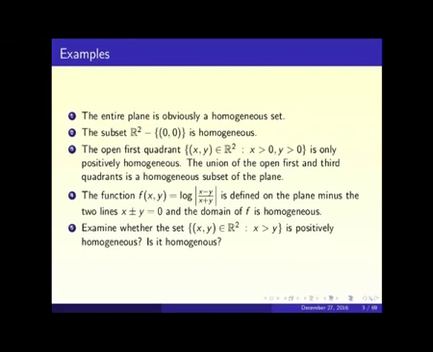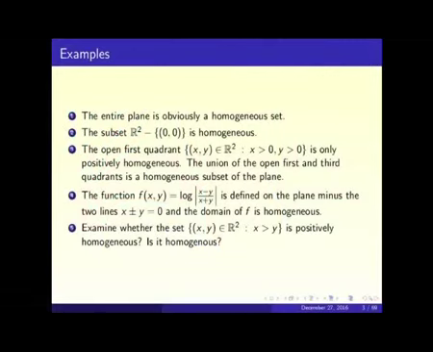Take a point (x, y). Both x and y cannot be 0. So, either x is not equal to 0 or y is not equal to 0. Multiply by t, where t is any real number which is not 0. Then (tx, ty) cannot both be 0 because t is not 0, and we know that x or y is different from 0. So, this domain R2 minus the origin is a homogeneous domain.